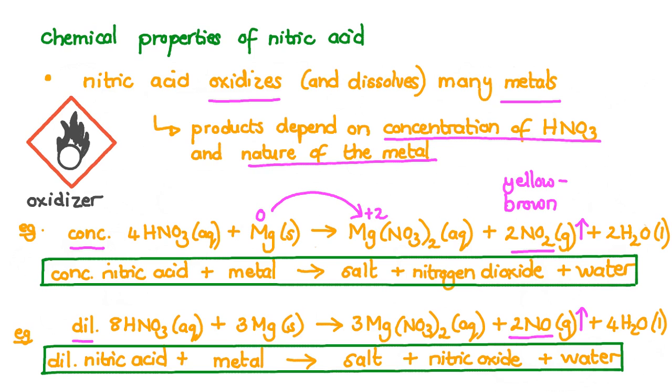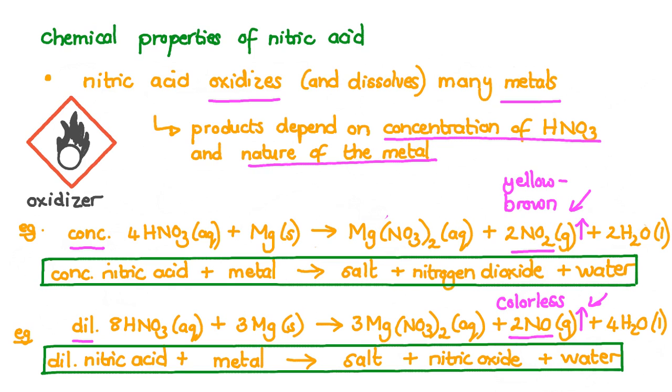And again, the magnesium is oxidized in the same manner as in the other reactions. What do you think the difference will be in the observations of these two reactions? Well, the only difference is the gas that is liberated. One is brown-yellow and the other is colorless.